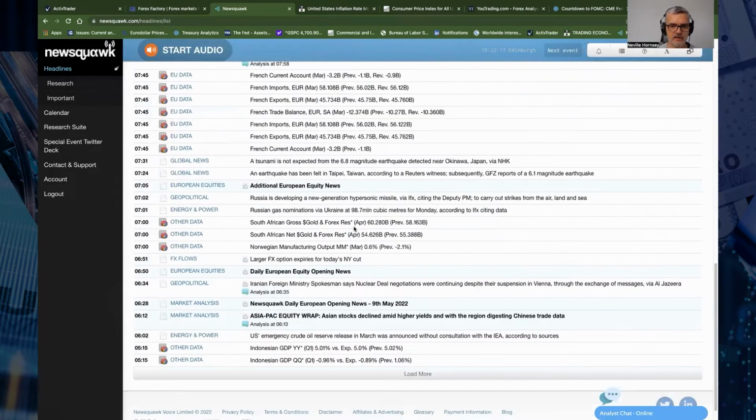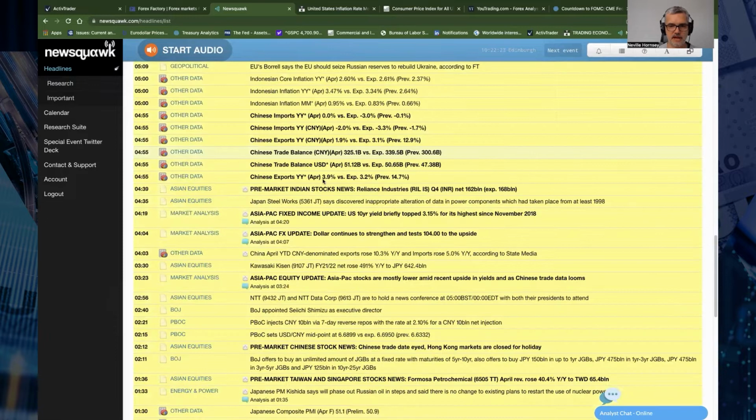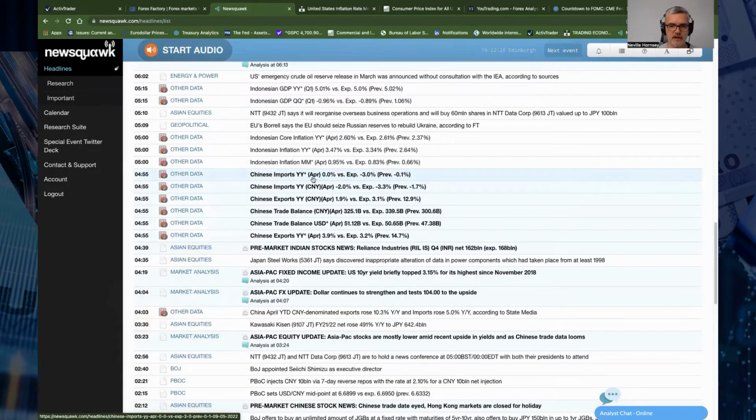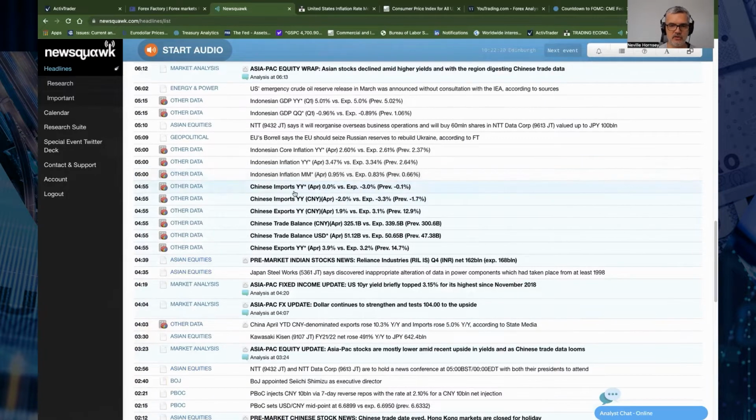So in this morning's data, we had Chinese imports, exports and trade balance data. If you look here, imports year over year for April came in at 0%, so no change. It was expected that there'd be a drop of 3%. Previously, that was minus 0.1%. So that was slightly better than expectations, if you like. Exports, looking here, 1.9% versus the expected 3.1%. So they're not exporting as much as they thought, and they're definitely nowhere near what was happening in March.